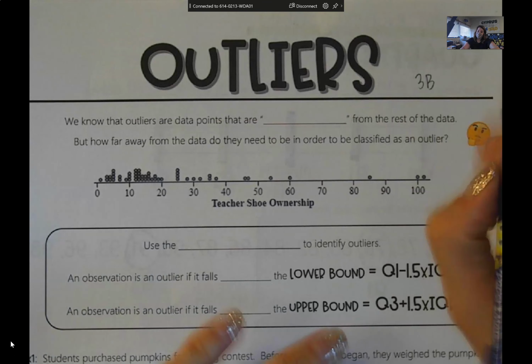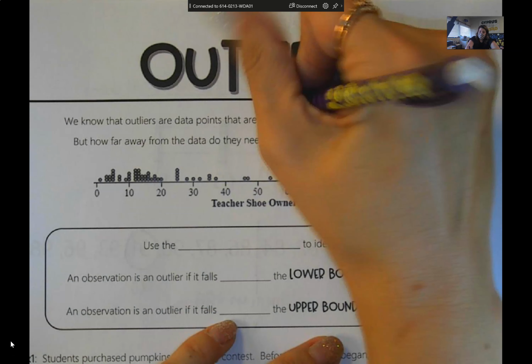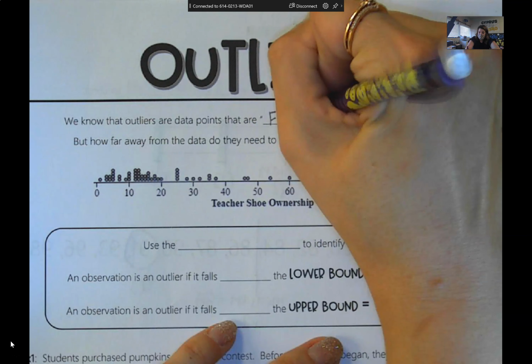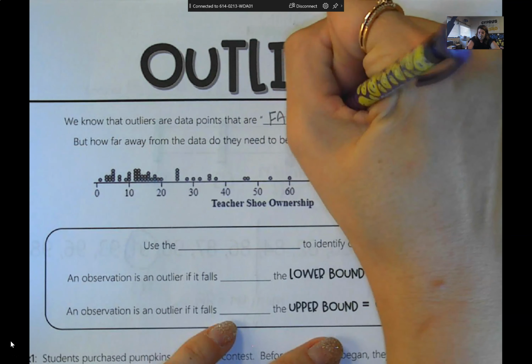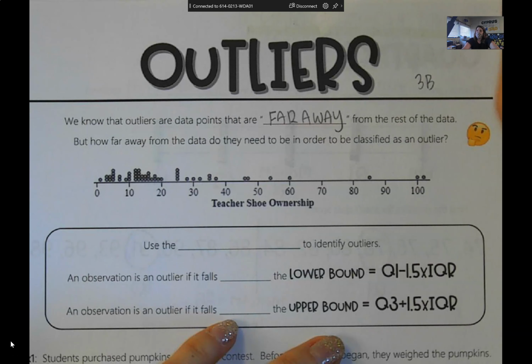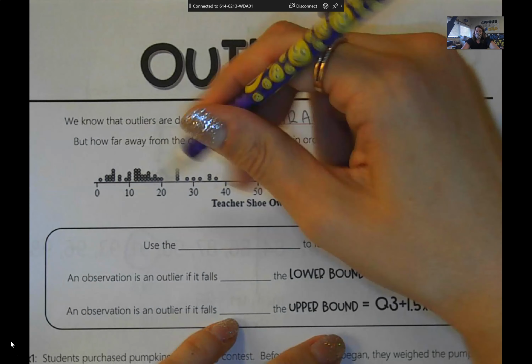So we know that outliers are data points that are far away from the rest of the data. But how far away from the data do they need to be in order to be classified as an outlier? This is the actual shoe ownership for 52 of our teachers at Cypress. I sent out an email and asked them to tell me how many shoes they owned, and 52 teachers replied. These were the results that I got. These are the same numbers that I had you enter into your calculator.